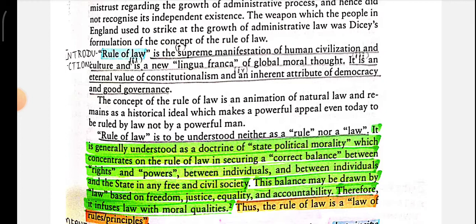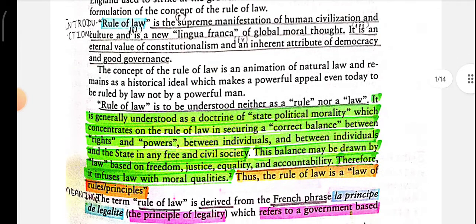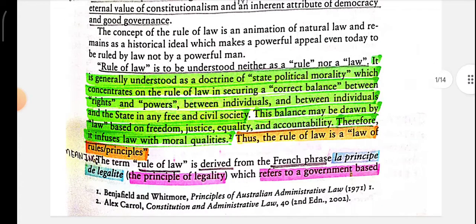Rule of law is to be understood neither as a rule nor a law. It is generally understood as a doctrine of state political morality, which concentrates on securing the correct balance between rights and powers, what is wrong and what is right, between individuals and the state in any free and civil society. This balance may be drawn by law based on freedom, justice, equality, and accountability. Therefore, it infuses law with moral qualities. Thus, the rule of law is a law of rules or principles.